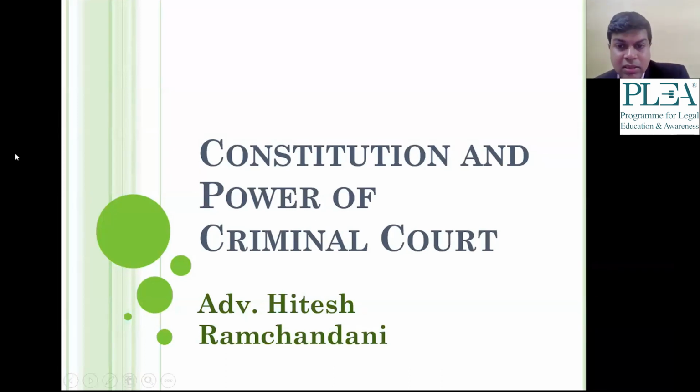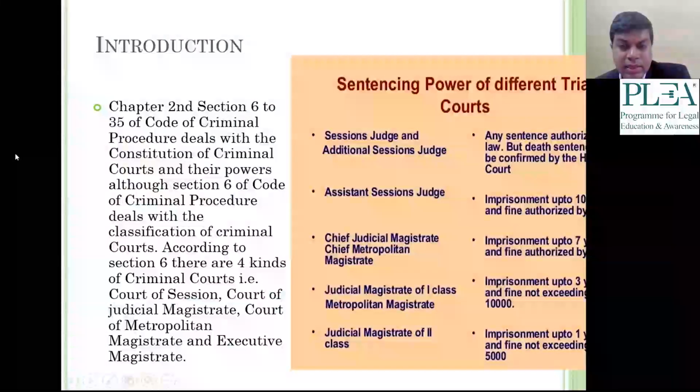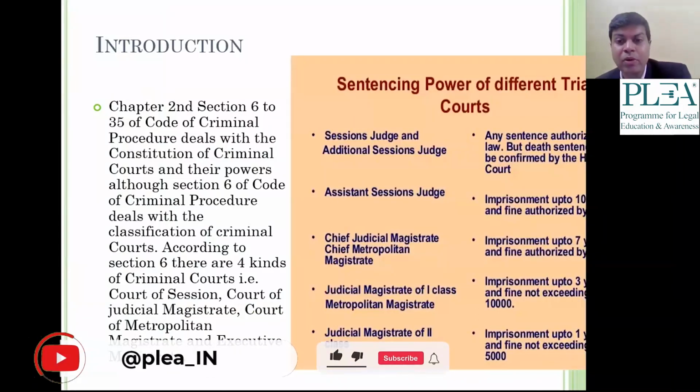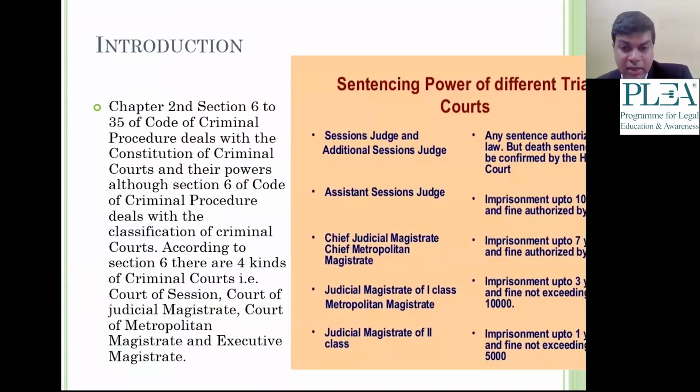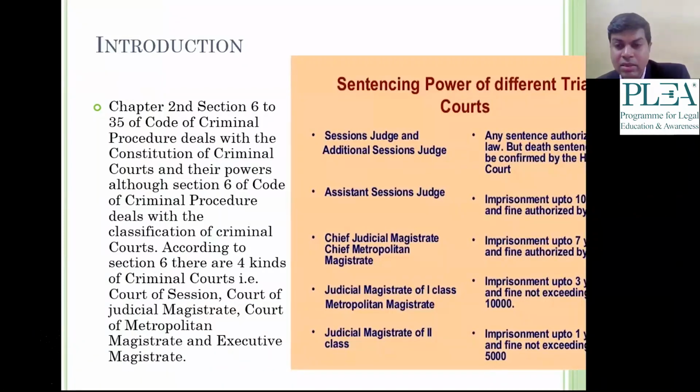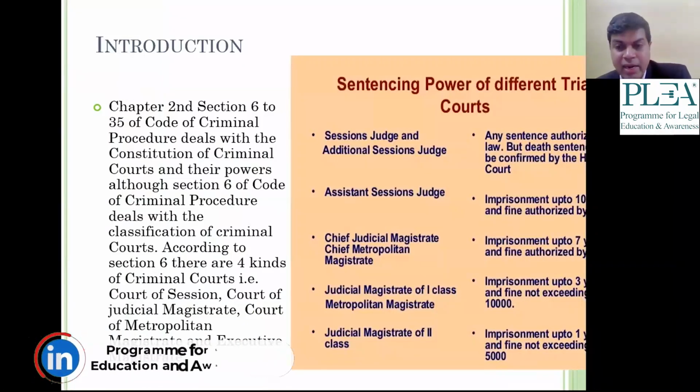Then there is an assistant sessions judge. In this, imprisonment can be given up to 10 years and fine. Then there is a chief judicial magistrate or the chief metropolitan magistrate court. Here the imprisonment is up to 7 years and fine. Then there is the judicial magistrate of first class, with imprisonment up to 3 years. Then there is the judicial magistrate of second class. In this, the imprisonment is up to 1 year and fine, not exceeding 5,000.